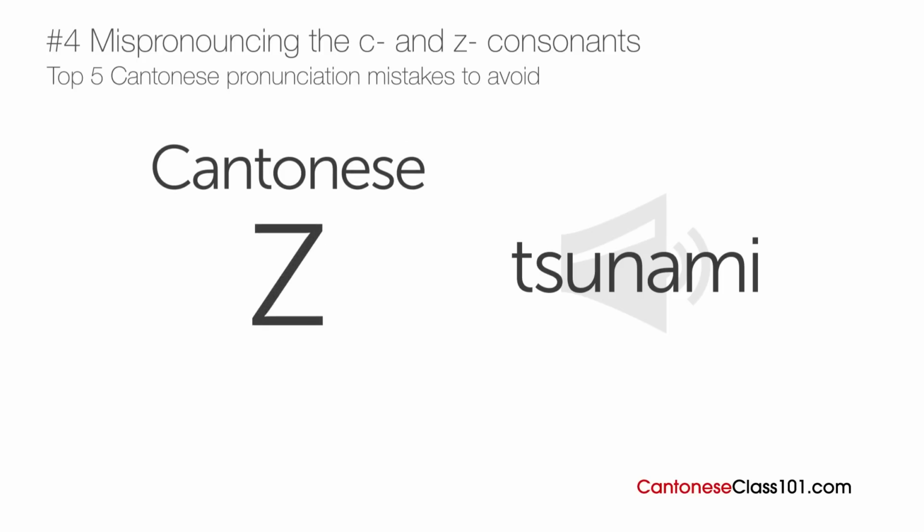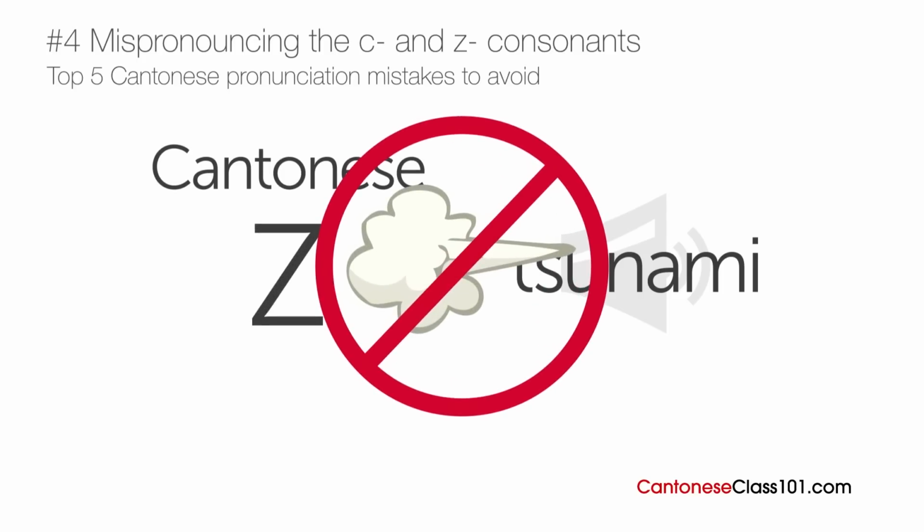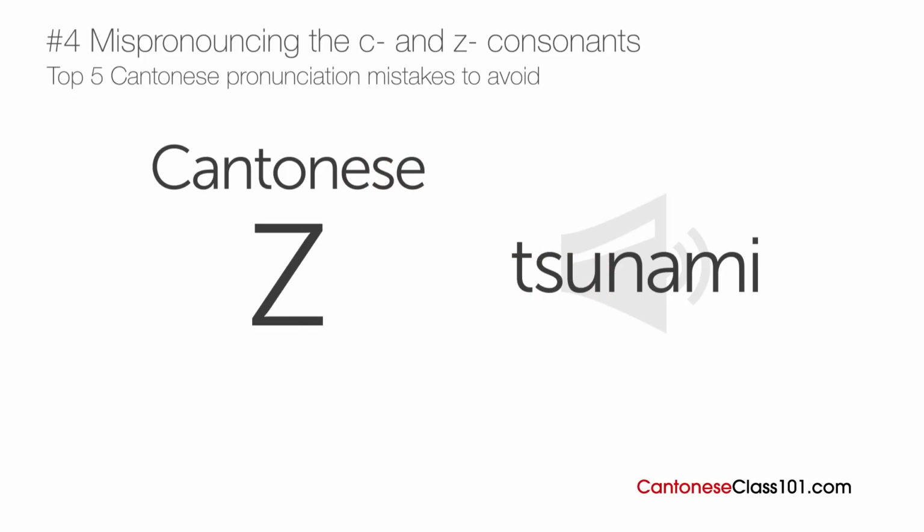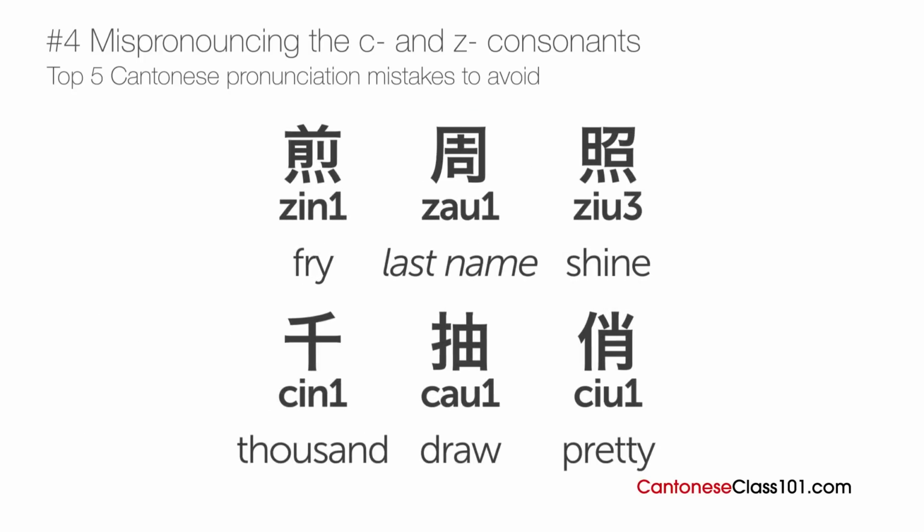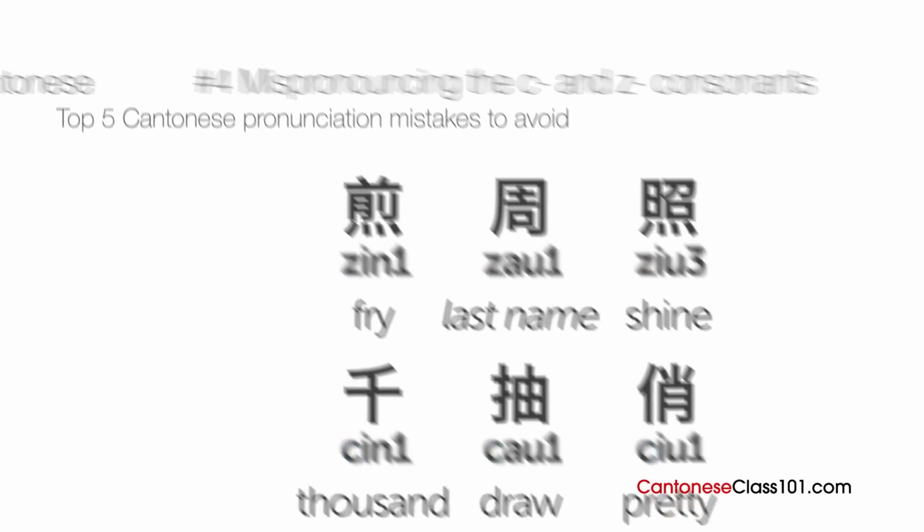The Cantonese Z is identical to the Cantonese C, except that you do not produce a burst of air. It sounds somewhere between a strong TS or DZ sound. Compare the sounds and listen to the differences. We'll talk more about these two consonants in future lessons.